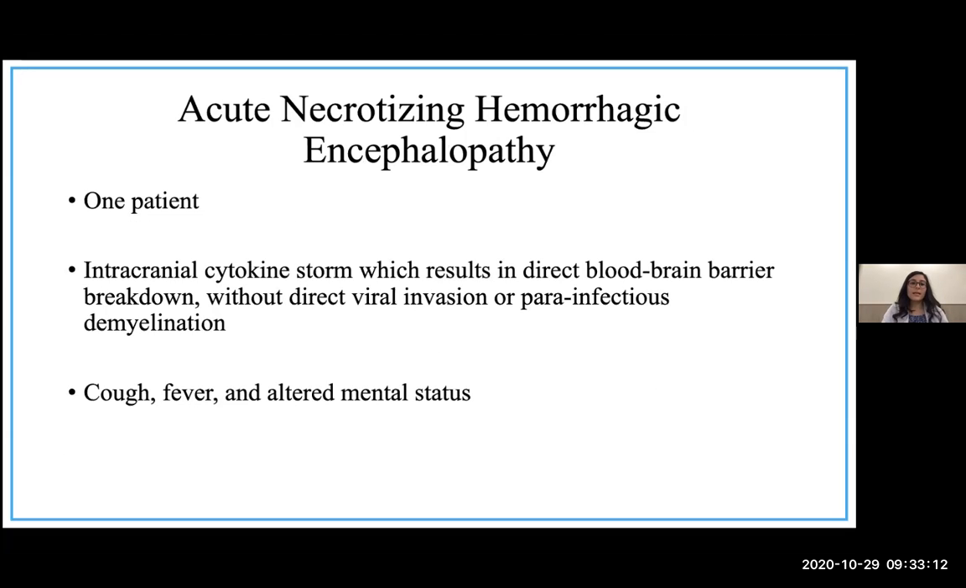There was only one case that reported acute necrotizing hemorrhagic encephalopathy, and patients presented with altered mental status. It was believed to be due to an intracranial cytokine storm, which resulted in direct blood-brain barrier breakdown without direct invasion or para-infectious demyelination.